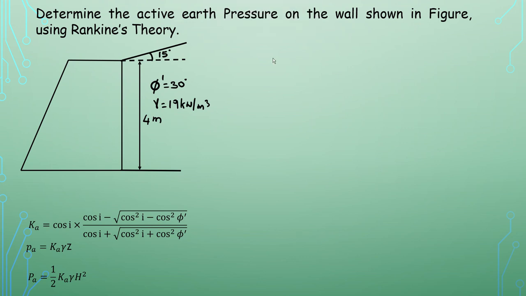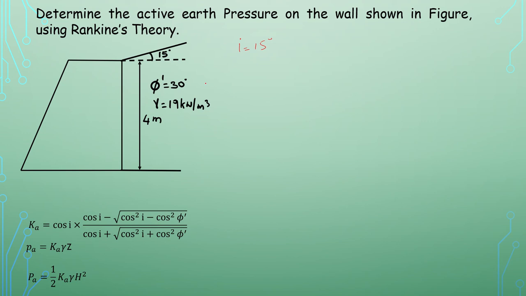Hello students, let us determine the active earth pressure on the wall shown in the figure using Rankine's theory. This problem is different from the previous problem when you look at the surface. There it was horizontal, now here the surface is inclined at an angle of 15 degrees. So they have given that i equals 15 degrees.